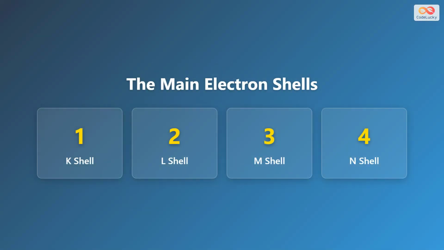The main electron shells are numbered sequentially starting from the shell closest to the nucleus. The first shell is labeled n equals 1, also known as the K shell. The second shell is n equals 2, called the L shell. The third shell is n equals 3, the M shell, and the fourth shell is n equals 4, known as the N shell. This pattern continues for larger atoms with more electrons. Each shell can be identified by either its n value or its corresponding letter designation.